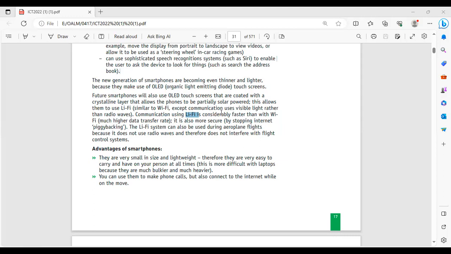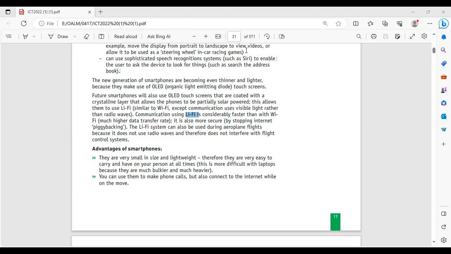Anybody has experience of Li-Fi? Is there anyone who has experience of using Li-Fi? No, sir. Okay, because it's not common. It's still not common. For that purpose, you need to have equipment or mobile. Most probably the mobile must support the Li-Fi setup, and we are still waiting for the introduction of Li-Fi technology.